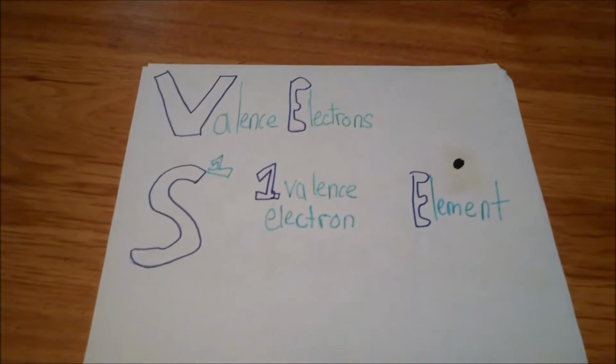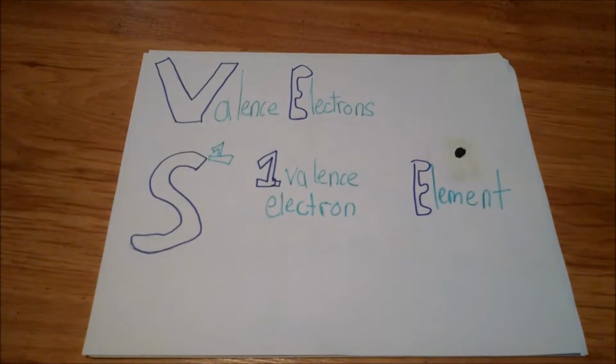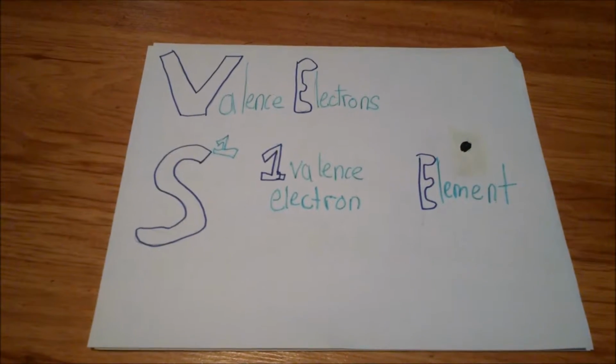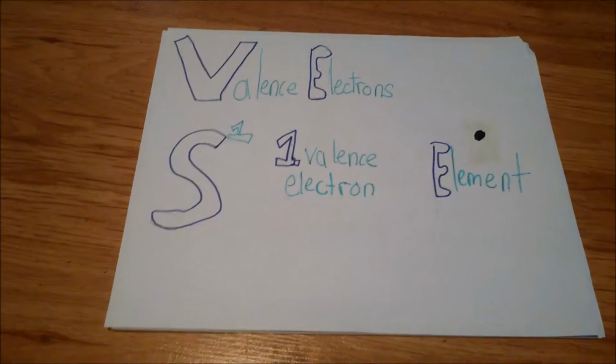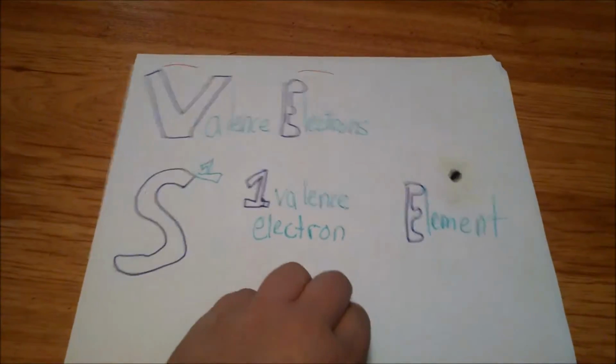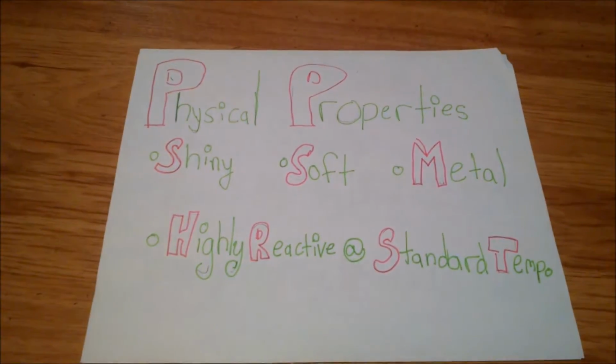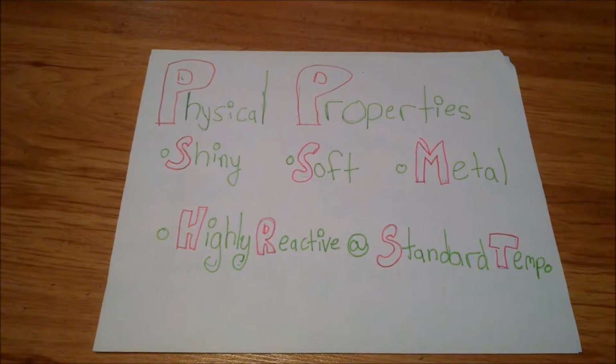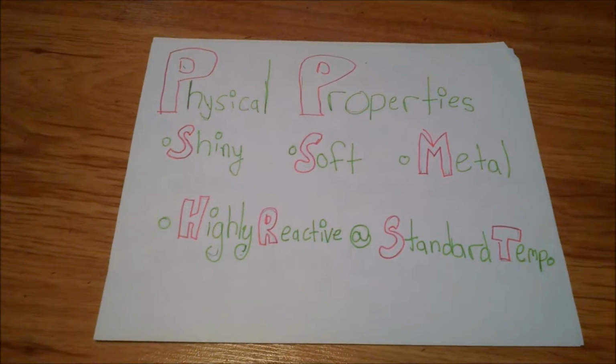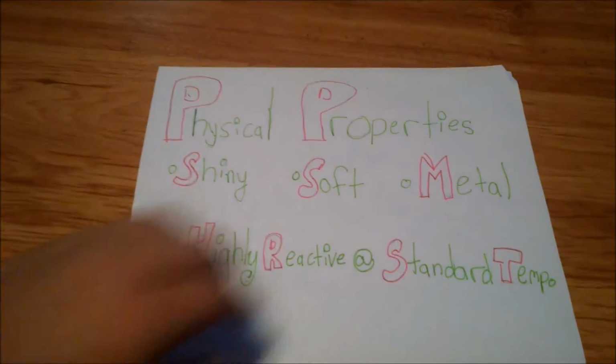The valence electrons. There is one valence electron, meaning it is s1, and there is one dot on the electron dot model. The physical properties are that it's a shiny, soft metal, and highly reactive at standard temperature.